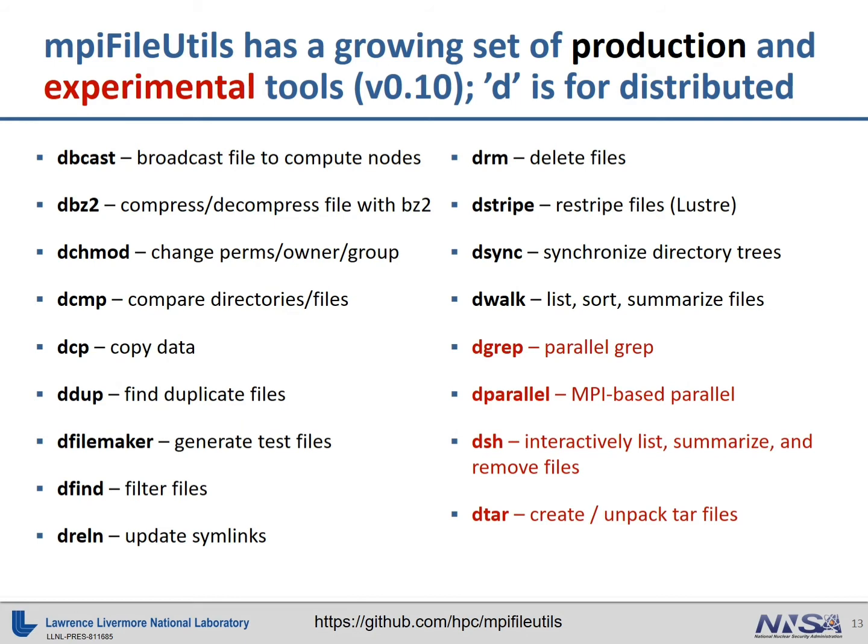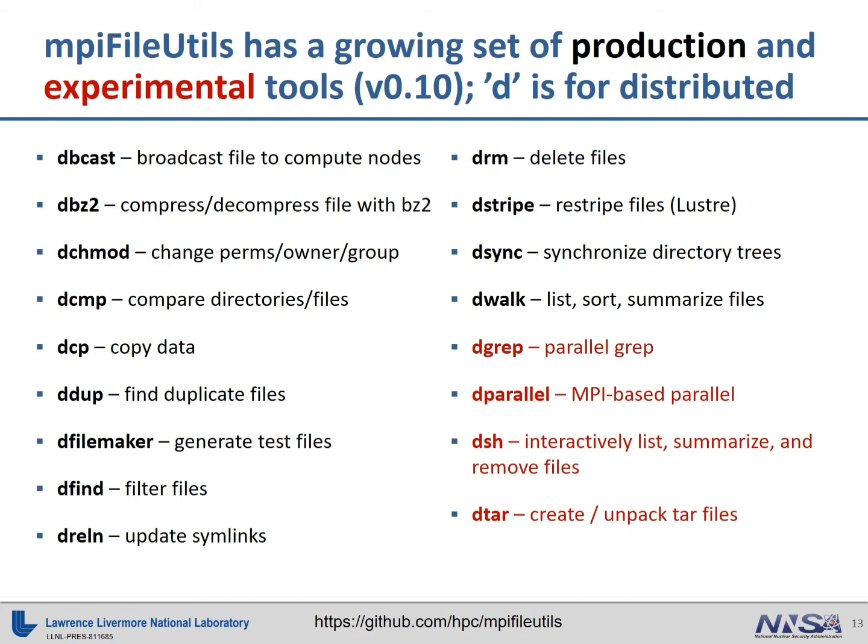So let me take a few minutes now to talk about the tools that we distribute with mpiFileUtils. This list is showing the set of tools in the current release, version 0.10. We break these tools down into two sets, production tools and experimental tools. The experimental tools are not really meant for end users, but they're useful for developers as further example tools that you might work from. In some cases, they're intended to be eventual production tools, but they're not quite ready yet. I've colored the production tools in black and the experimental in red on this chart.